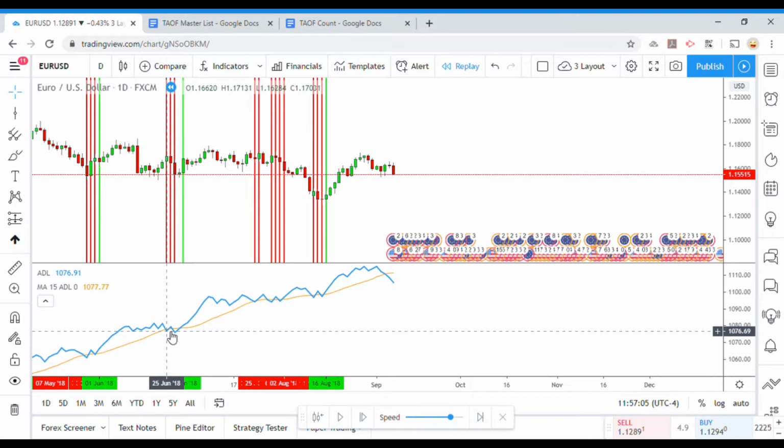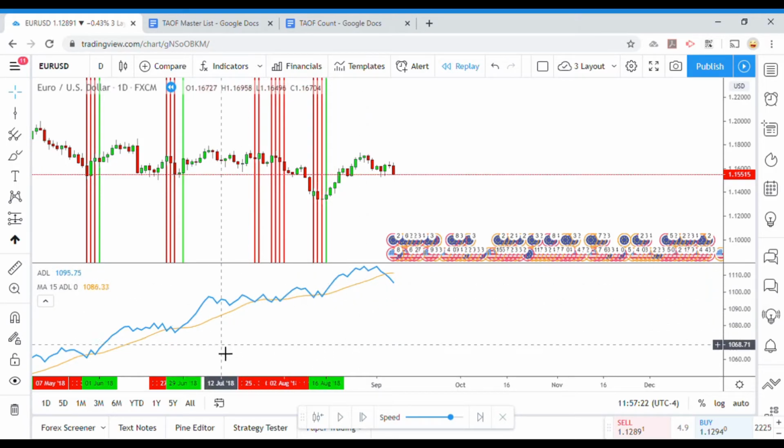I mean, you can see it here: sharp little spikes, cluster. Not every time, but every time it happens very close to the moving average. Right here, very close, spikes, cluster of losses.